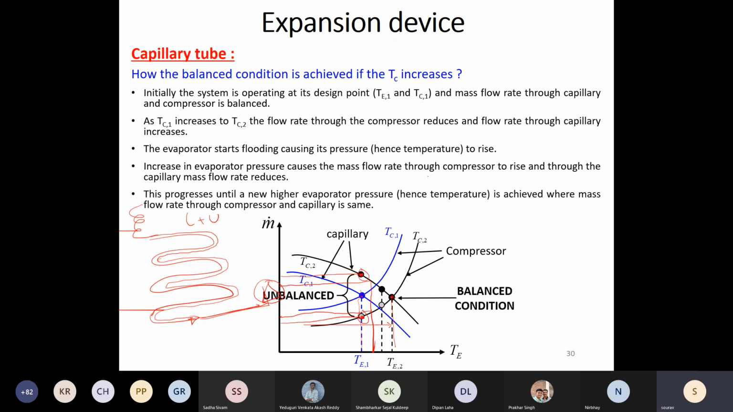So this is an issue with the capillary tube. You have to ensure that the amount of refrigerant inside is so little that it will not fill up the entire evaporator tube. Because if this entire evaporator tube gets filled with liquid and it goes into your compressor, then your compressor is gone. This is a major drawback of the capillary tube. Okay, I'll stop here. We'll continue our discussion in the next class.